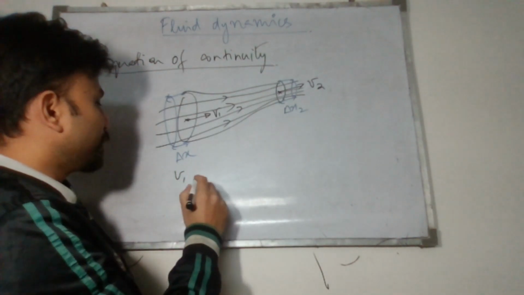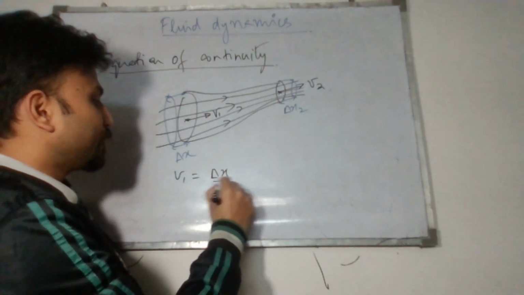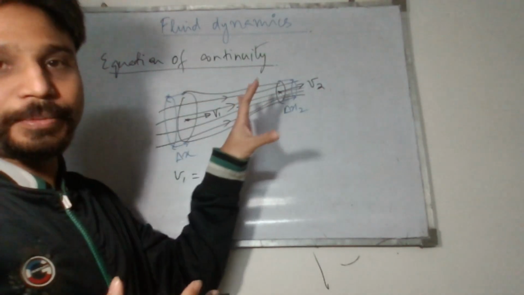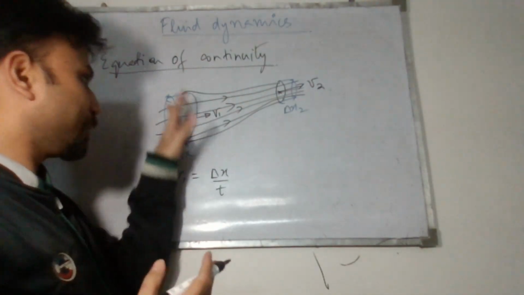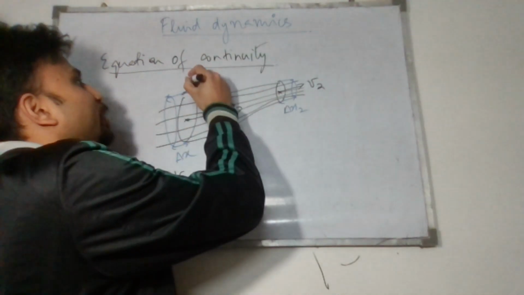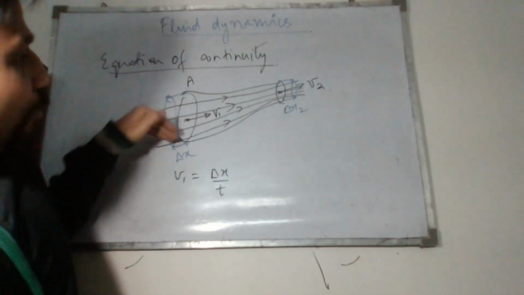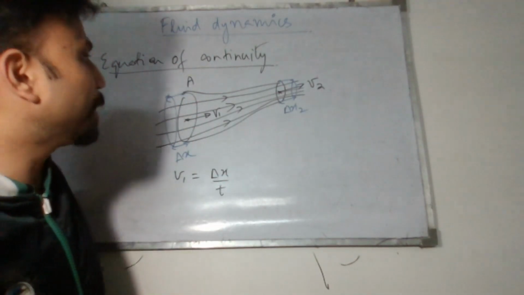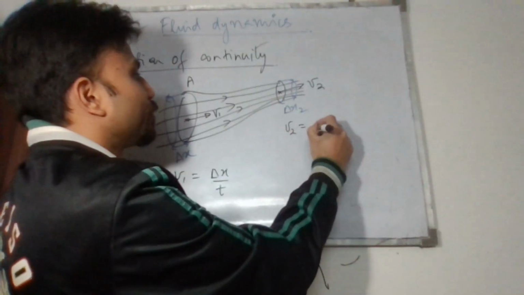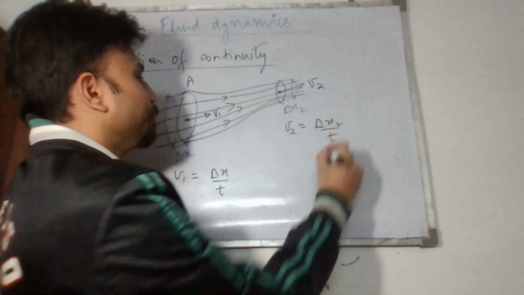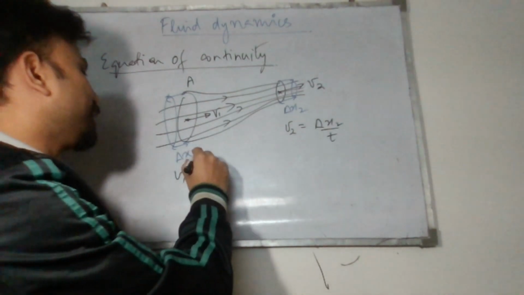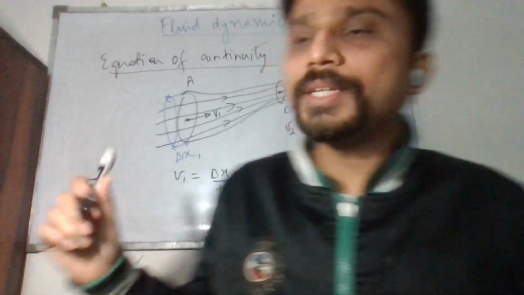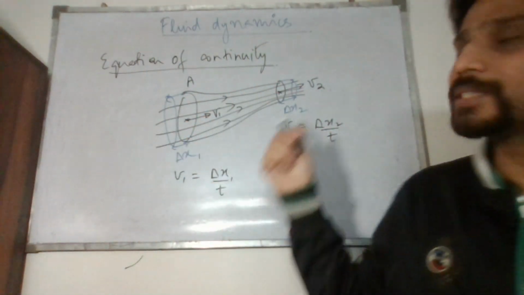So this V1 is equal to delta X1 upon some time T taken by the fluid to enter this particular cross section area. This whole section of the fluid is entering this cross section area in T time. So V1 is delta X1 by T. Similarly, V2 is going to be delta X2 upon T. So delta X1 is some length, right? We want to know how much mass of fluid is entering the pipe and how much is leaving the pipe.